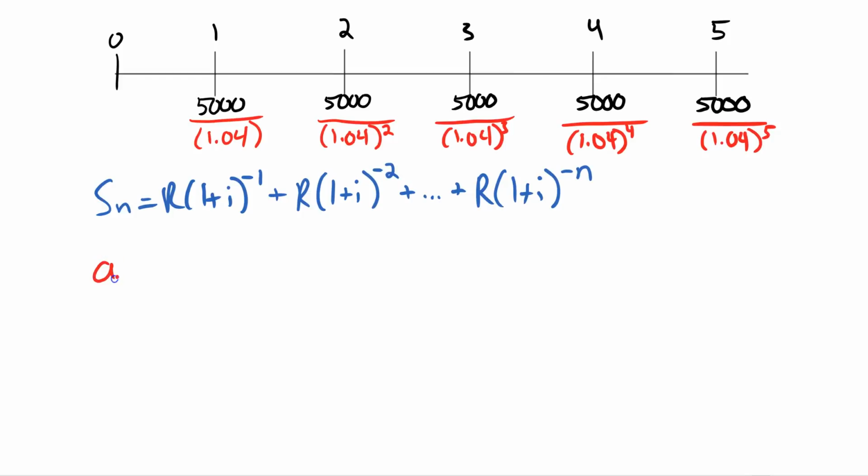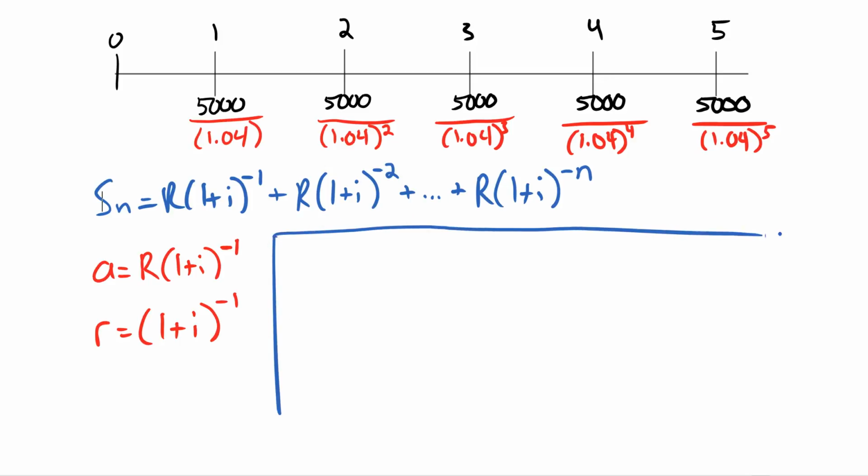Now, the first term, a, is actually r times 1 plus i to the power of negative 1. Okay, that's our first term right there. Now, what is it increasing by? What is the common ratio? Well, if you take a look at it, the exponent on 1 plus i is getting smaller each time. So the common ratio is actually 1 plus i to the power of negative 1. That's what we're multiplying by each time to go down our series.